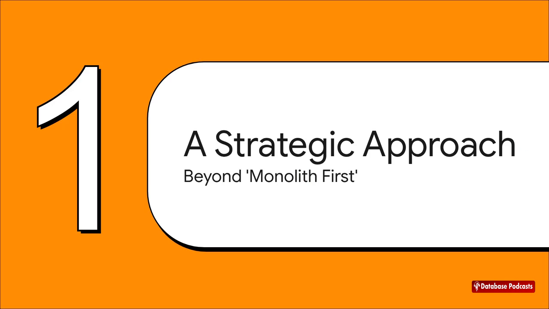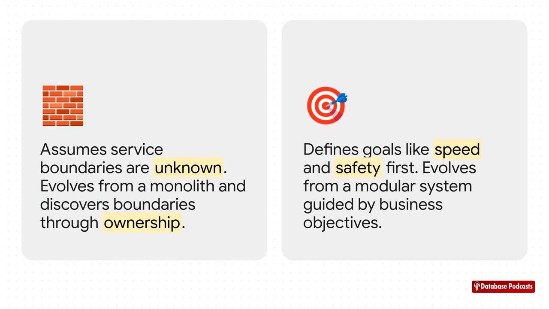And we're going to kick things off by challenging that common piece of advice you always hear: monolith first. See, on one side, you've got that monolith first idea. The thinking basically goes, hey, we don't know where the service boundaries are yet, so let's just build one big thing and figure it out later. But a goal-oriented approach completely flips that on its head. It says, hold on, let's figure out our business goals first, things like speed and safety, and let those goals tell us where the boundaries should be from day one.